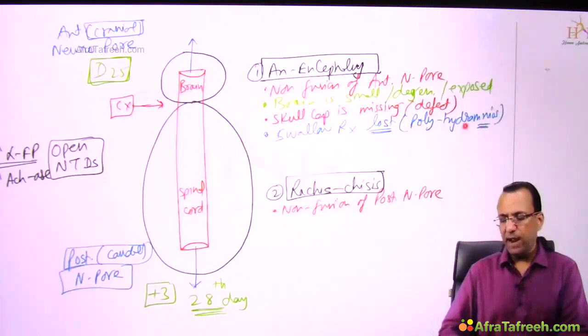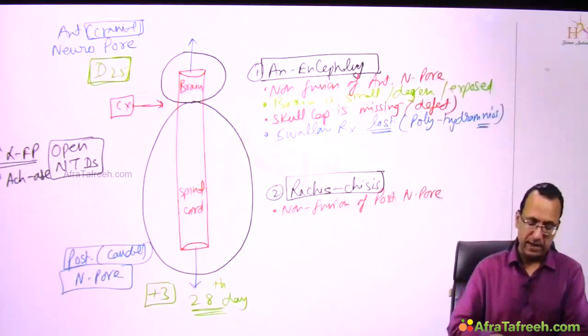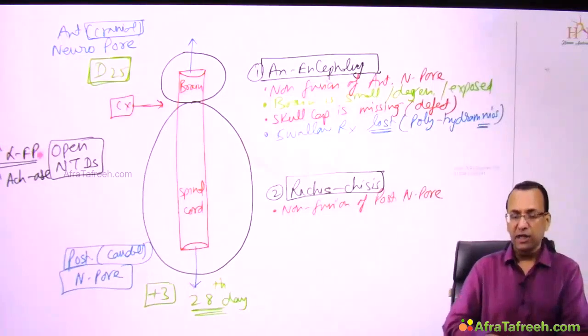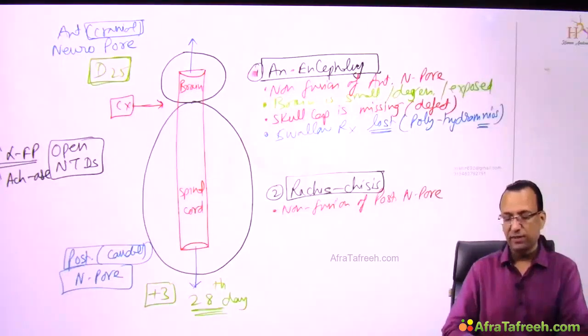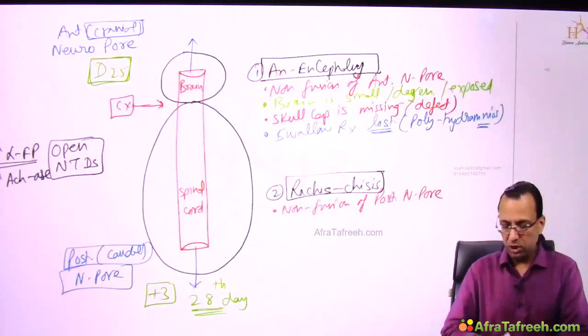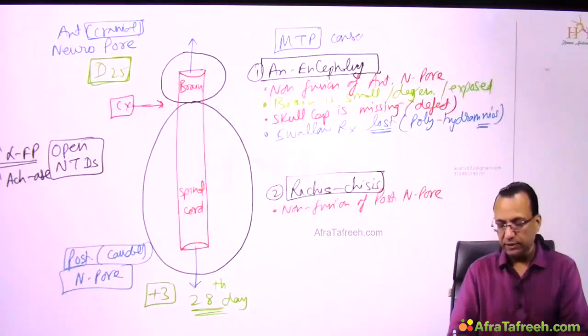A lady with polyhydramnios came to you. What do you do? I check for alpha-fetoprotein. And what if you find it high? I check for acetylcholinesterase. And what if you find that high? Then I do ultrasound and I find anencephaly. Then I'll advise the parents for medical termination of pregnancy after taking consent.